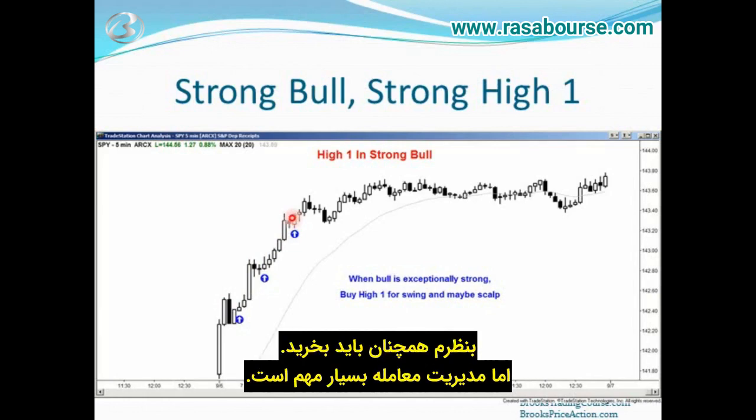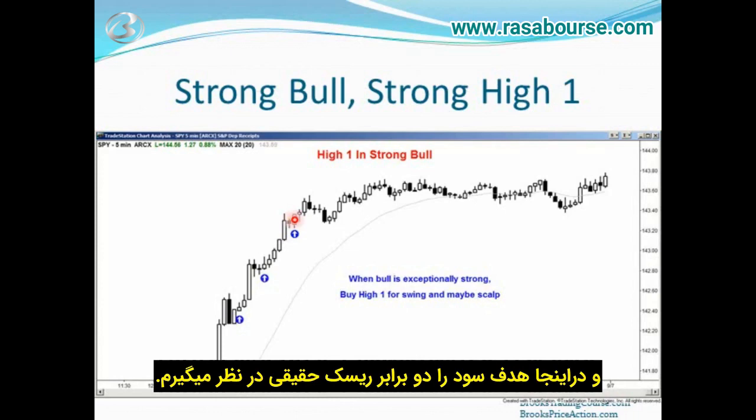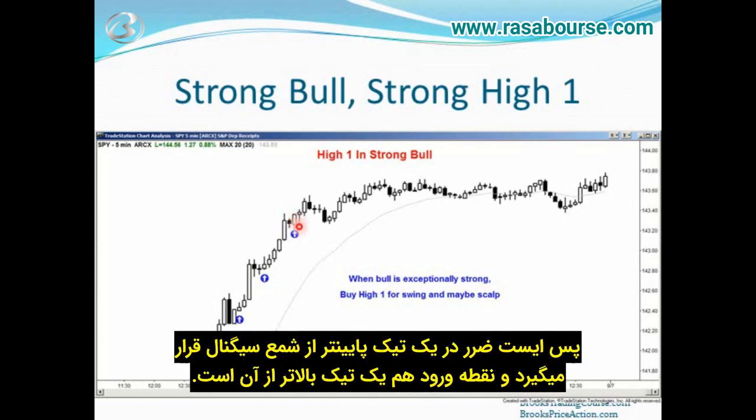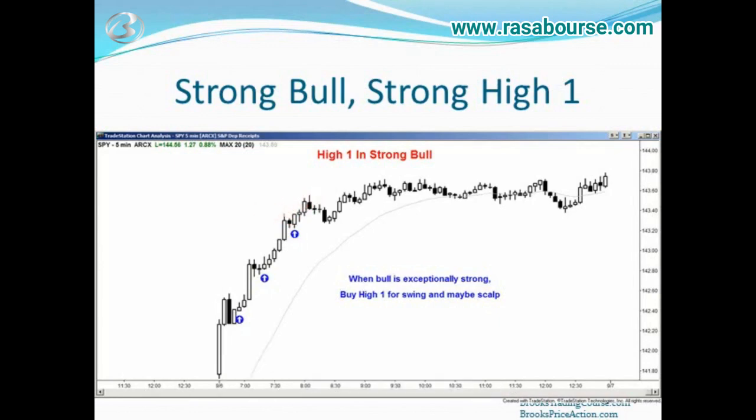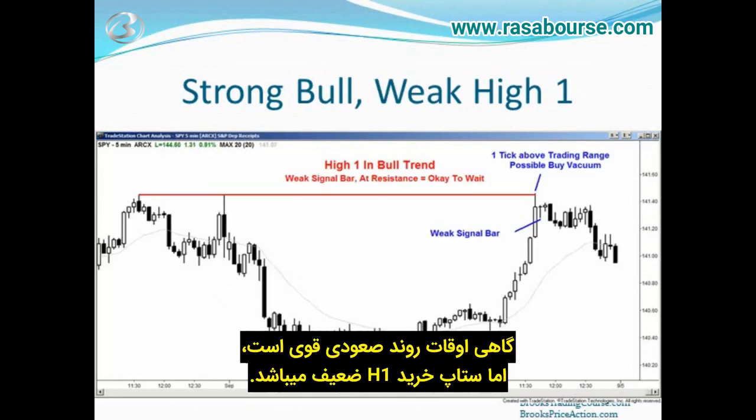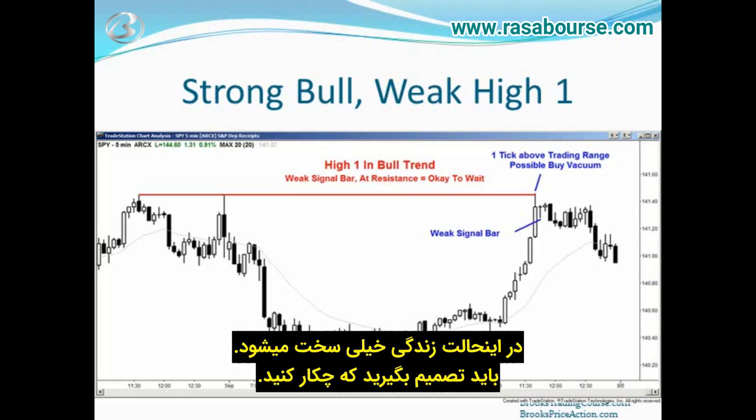I think you can still buy it, but management is tricky, and I probably would try to go for 2 times actual risk. So actual risk might be 1 tick below the signal bar, 1 tick above, and then 2 times that would be right around here. And it looks like a lot of traders did exactly that. When you have a strong bull trend but a weak high one buy setup, life becomes much more difficult. You have to decide what to do.